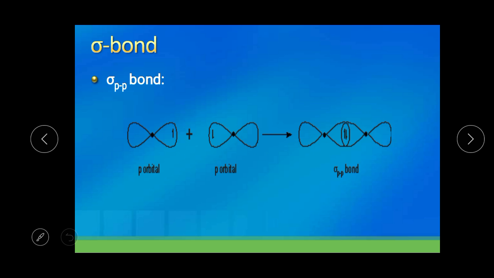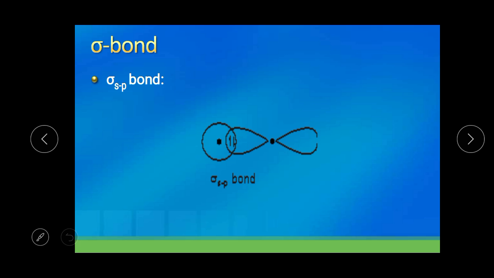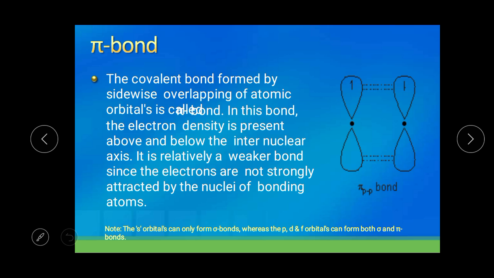Then sigma sp bond and sigma pp bond. Two p orbitals, this is a p orbital, this is a p orbital, combine to form a sigma pp bond. And if one s orbital and one p orbital combine, they form a sigma sp bond. These are the three types of sigma bond. And pi bond is by sidewise overlapping. Here you can see the sidewise overlap.